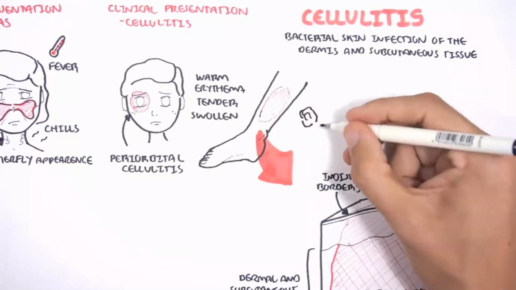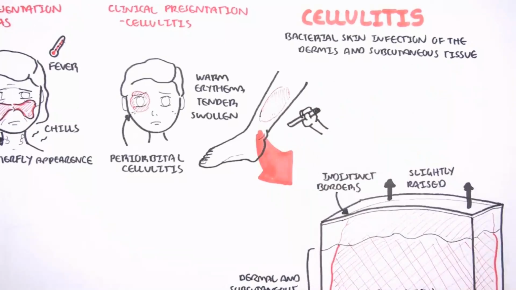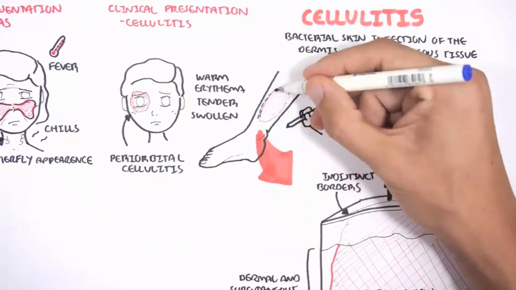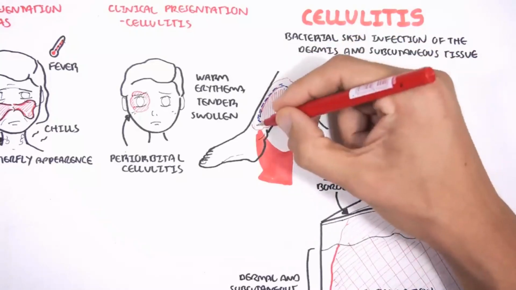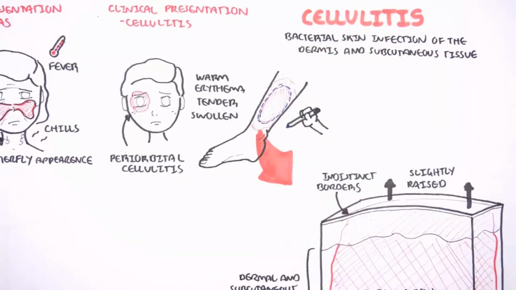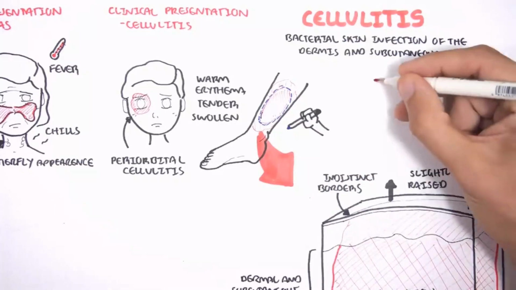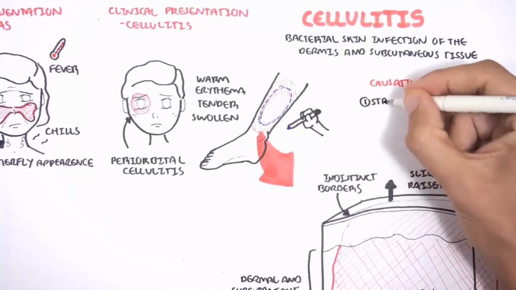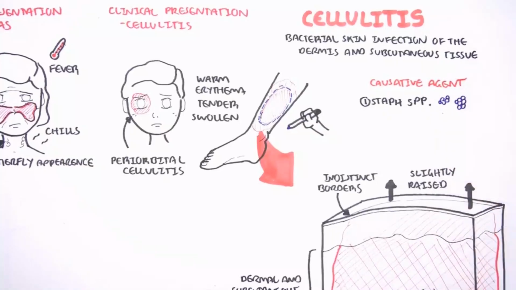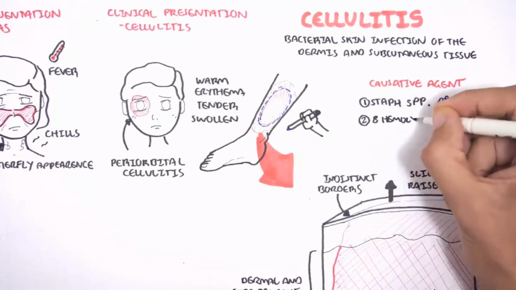Clinically, what you can do is, in the area of infection, you can use a marker and draw around it and date it. The next day, you can see whether the infection is getting worse, and this is also a good way to see if antibiotic treatment is working or not. The main causative agent of cellulitis is Staphylococcus species, such as Staph aureus, as well as beta-hemolytic streptococci, such as group A streptococcus.